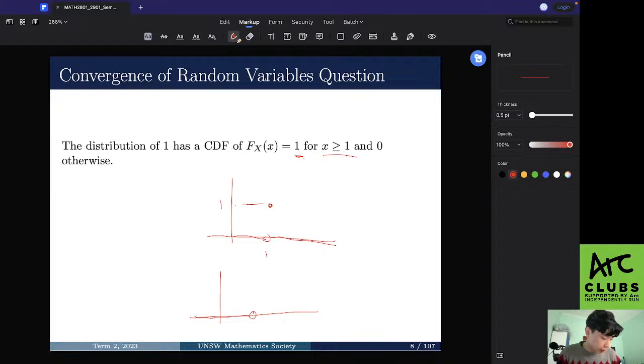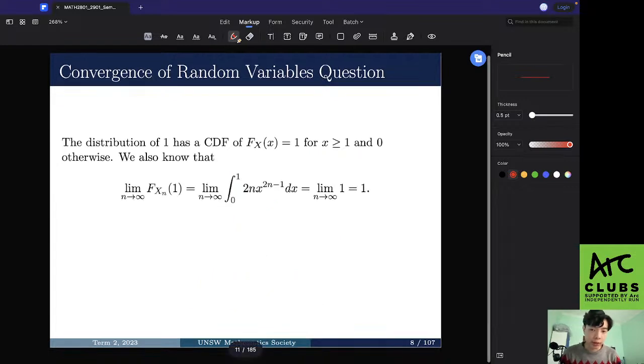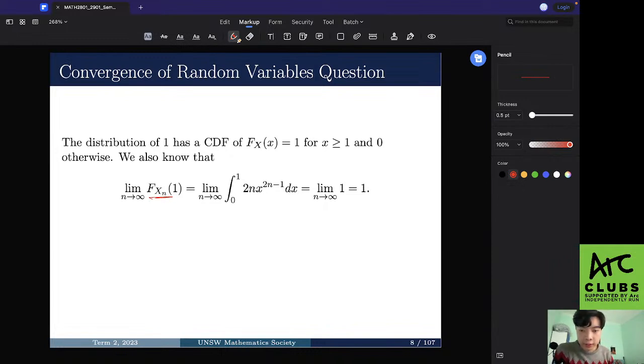It's going to be 0 until we get the value of 1, and at the value of 1, it's going to jump to 1 and continue onwards. Right? Pretty simple. So our goal is just to show that our xn has a CDF which matches this when we take the limit. And the way we do this is we find the actual value of the CDF at 1, which we can do by integrating from 0 to 1. We use power rule and sum the numbers, and then we should get a 1. And we know that since 1 is just a number, taking the limit as n approaches infinity, it's still going to be 1.